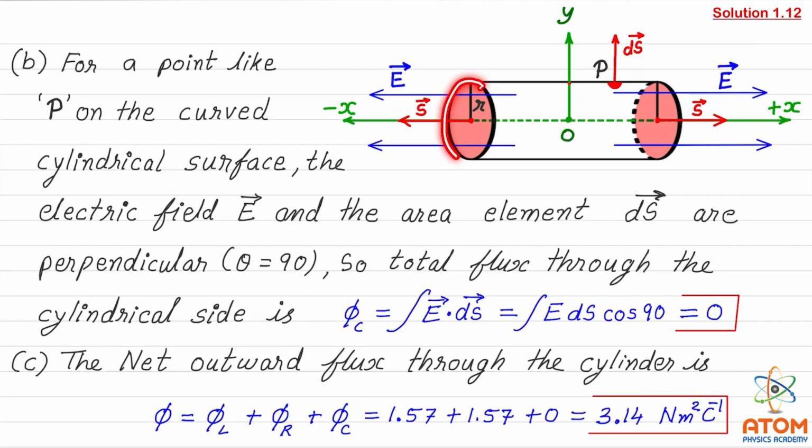Means the flux with this left face is 1.57, with this right face is 1.57, but with this cylindrical face is 0. Now see, the net outward flux through the cylinder is phi equals phi L plus phi R plus phi C. But phi L is 1.57, phi R is also 1.57, phi C is 0. So as a whole, the total flux through this cylinder will be 3.14 newton meter square coulomb inverse.